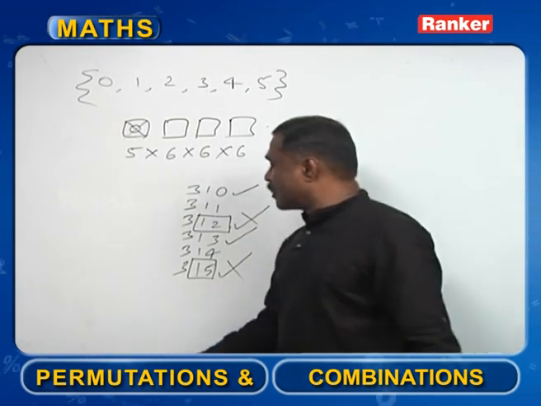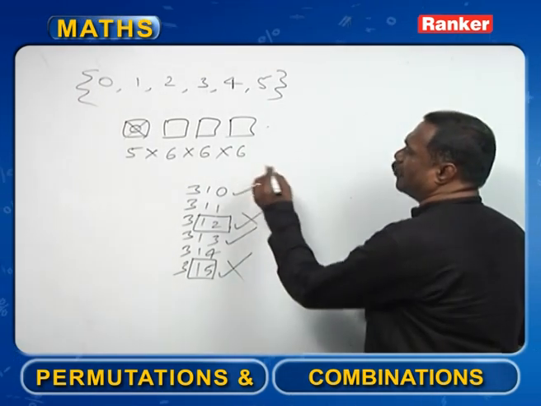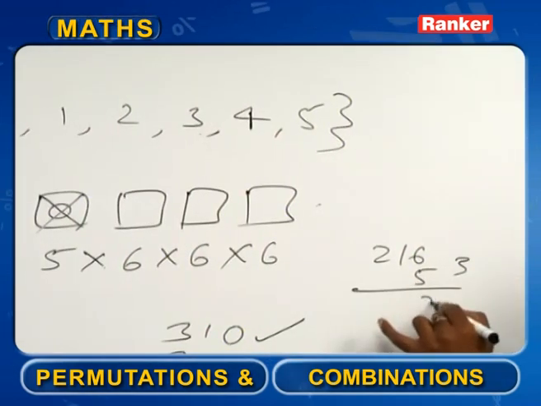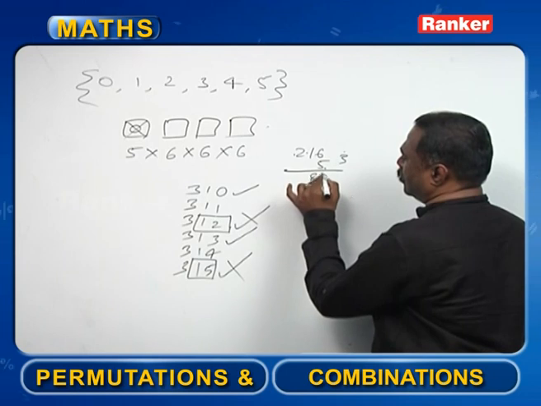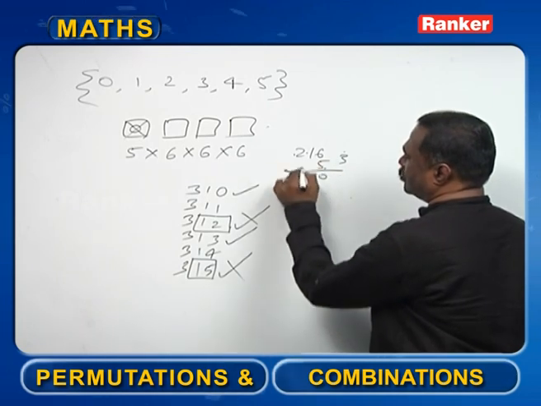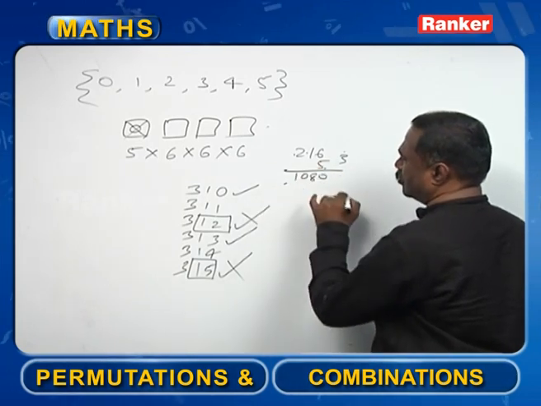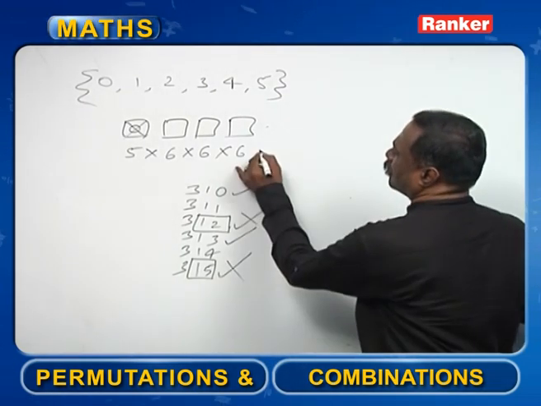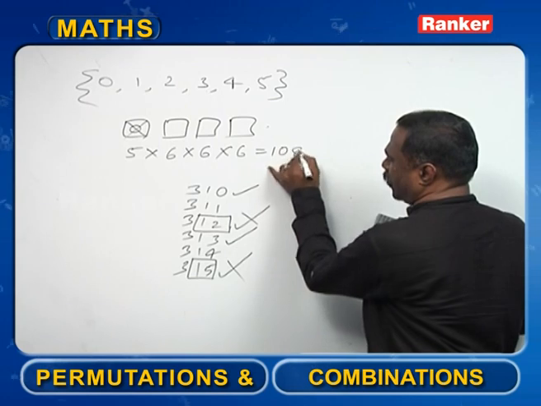These many 4-digit numbers can be formed using the digits. How many are there? 216 into 5. 216 into 5, 1080 will be there.